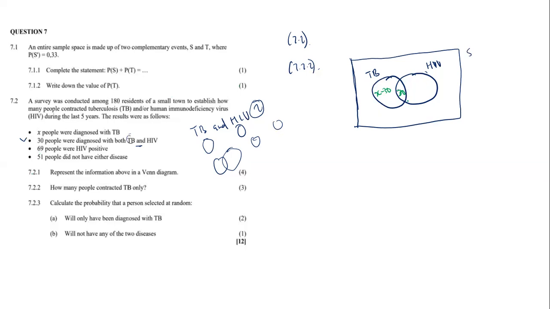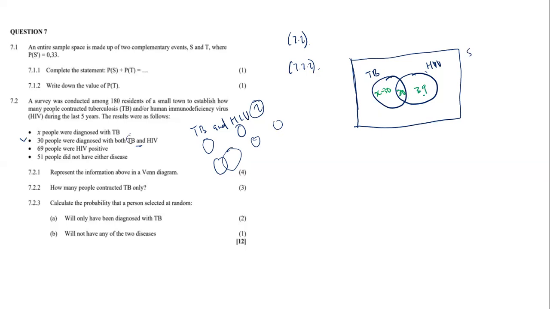We're going to draw them again in this circle. You see this circle? That's why we're going to draw HIV only. They say there are 69, so we say 69 minus the intersection, which is 30. That means we get 39. 69 minus 30 is 39.